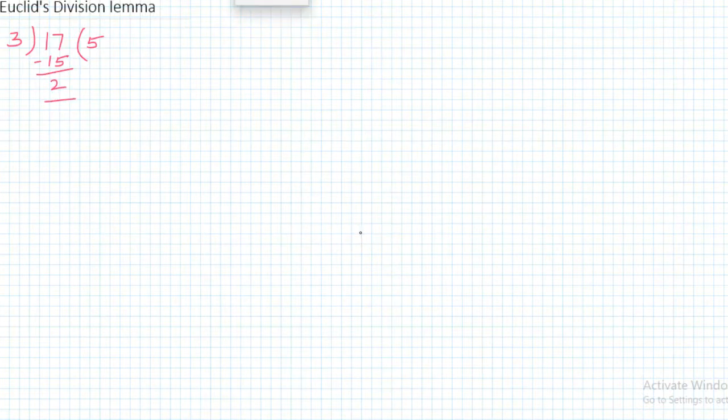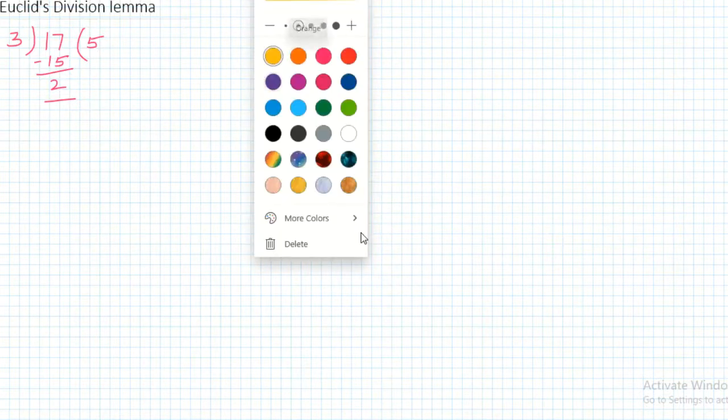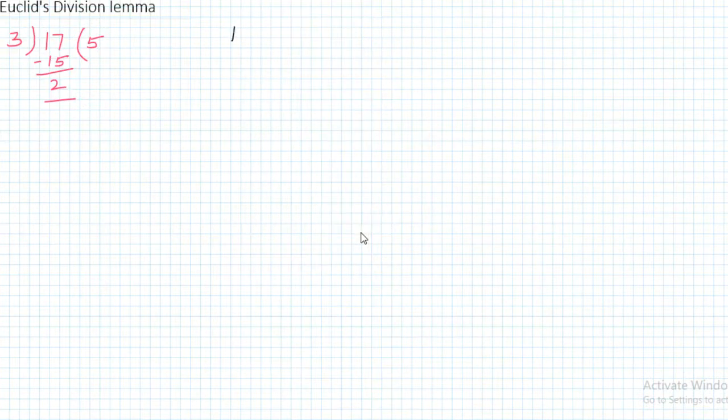Similarly, if I take one more example, 16, which is divided by 2, which goes here 8 times, and upon subtraction we will get remainder 0.